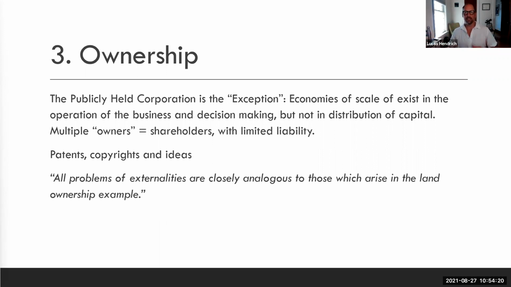So bottom line here, and I'll leave it for commenters to dig into this a bit more, I don't find this as important in terms of the main takeaways as the ideas that I mentioned in the beginning, and what I'll sum up in a minute here as well. And again, directly quoting Demsetz here, all problems of externality are closely analogous to those which arise in the land ownership example, and that applies to even how corporations are organized. But again, not a huge amount of discussion here.